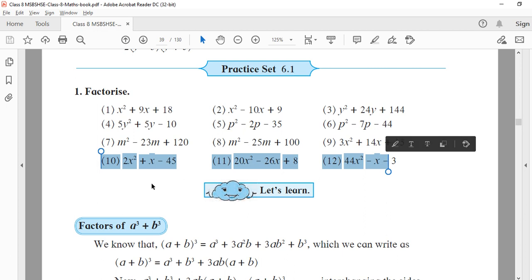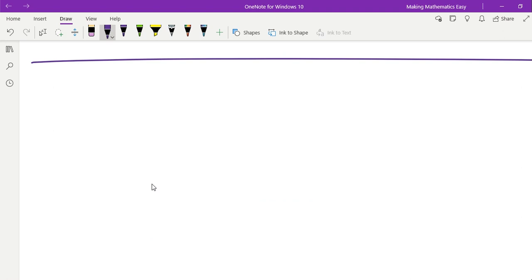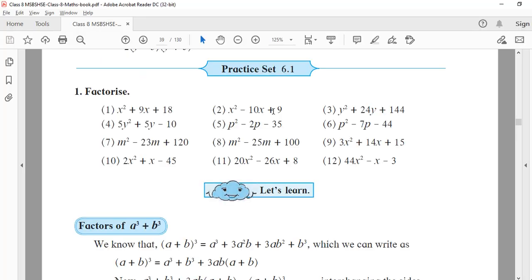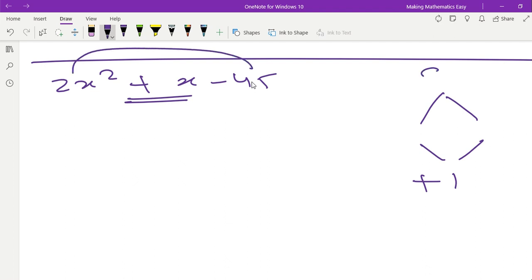Let's start. So the sum says 2x square plus x minus 45. So we need to find out factors. So now this plus x is nothing but plus 1. So 45 2s is 90, negative 90. Correct? So the factor is 10 9s are 90.